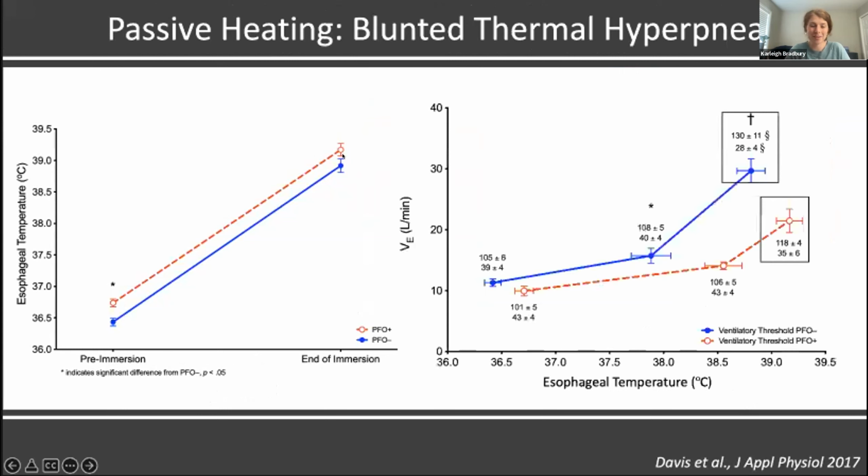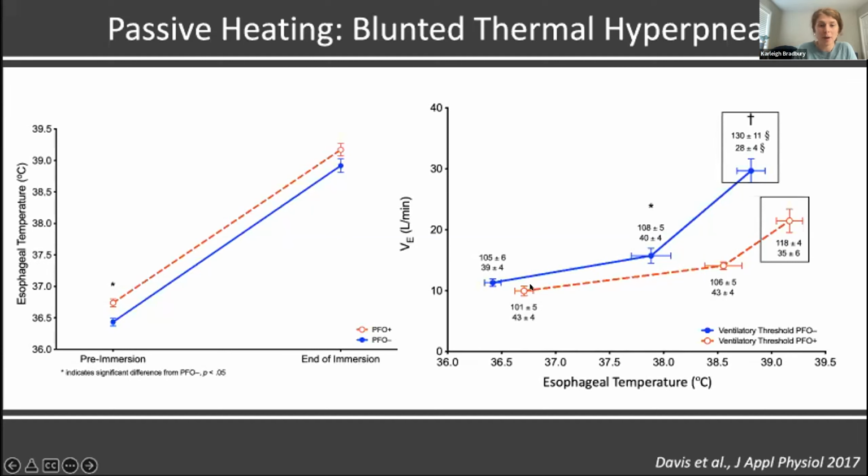What we think is some of the coolest data to come out of this study is looking at the ventilatory thresholds and the thermal hyperpnea in these two groups. On the x-axis, we have esophageal temperature. On the y, we have minute ventilation. And the solid blue line is our PFO negative group. You can see that as the PFO negative subjects heat up, they have slight increases in ventilation until they reach a core temperature that's slightly below 38 degrees Celsius. After that, they have a big increase in ventilation.